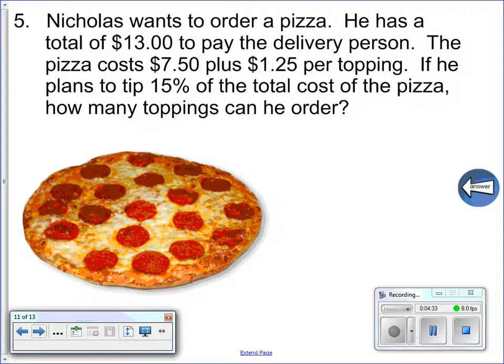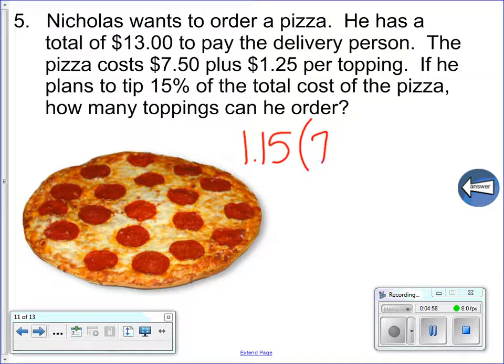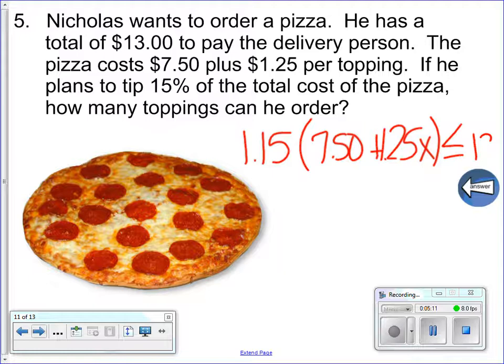Nicholas wants to order a pizza, and he has a total of $13 to pay the delivery person. The pizza costs $7.50 plus $1.25 for topping. If he plans to add a 15% tip of the total cost, how many toppings can he order? Well, let's set that up as an equation. So I know I'm going to have to multiply my end result by 1.15 to get that 15% tip. My pizza is $7.50 plus $1.25 per ingredient, and I have $13. Only got $13, so it has to be less than or equal to $13.